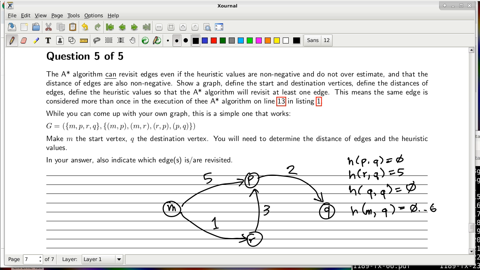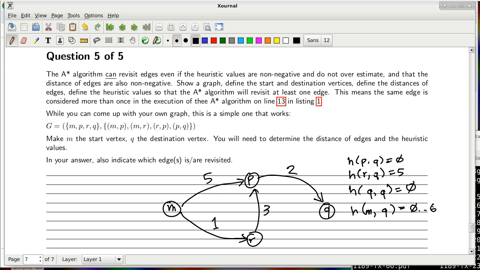But getting back to what you can do with this example is to run Dijkstra's algorithm on the same graph, and then see how the two algorithms are different. So if you run Dijkstra's algorithm, do you think you will revisit any edge?